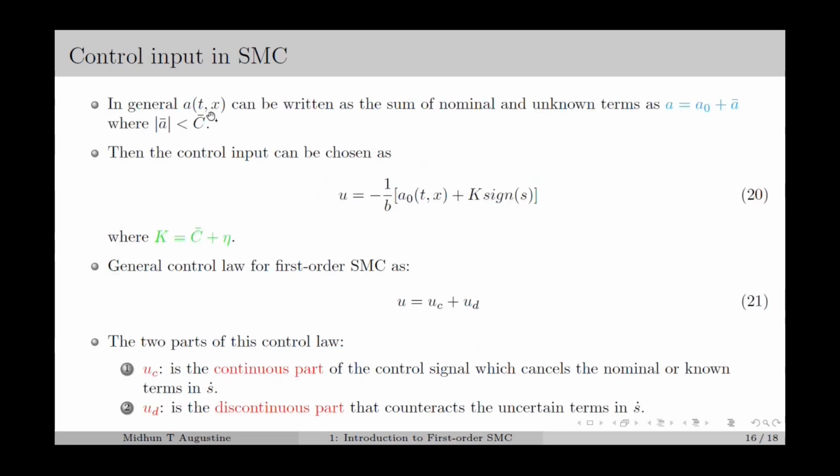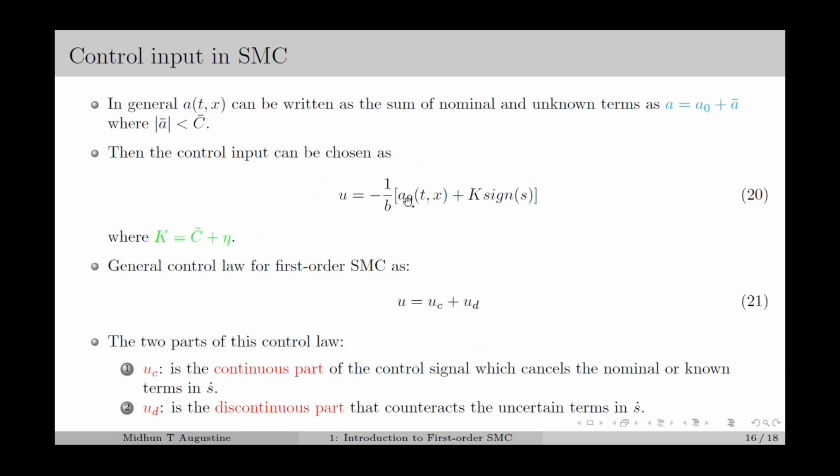In general, we can rewrite the uncertain term a as a sum of a nominal term and unknown terms, such as a equal to a0 plus a bar, where a0 is the known terms in a and a bar is the unknown terms. We can assume that a bar is bounded by c bar. In that case, we can modify the control input as u equal to minus 1 by b times a0 plus k signum of s. So here we basically added the known terms in this control law. For this control law, we obtain s dot as a bar minus k signum of s, and we can select the switching gain k as c bar plus eta.